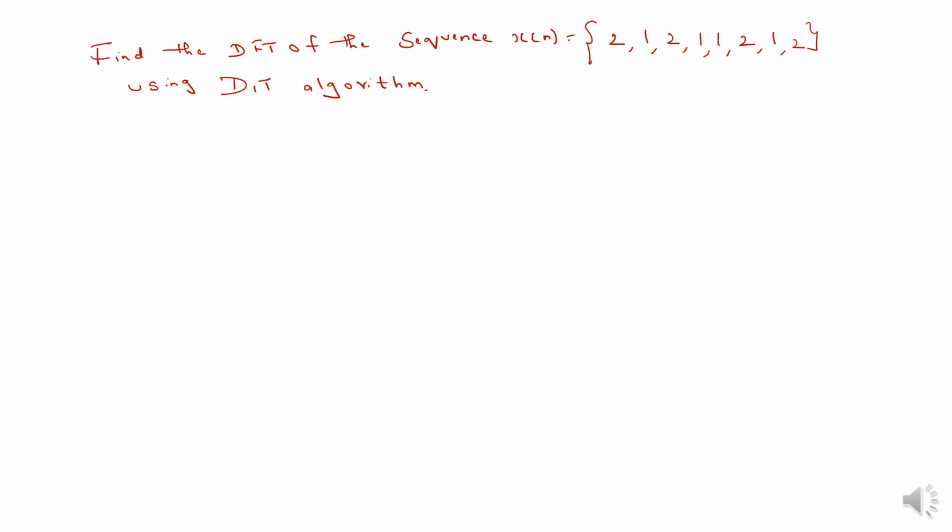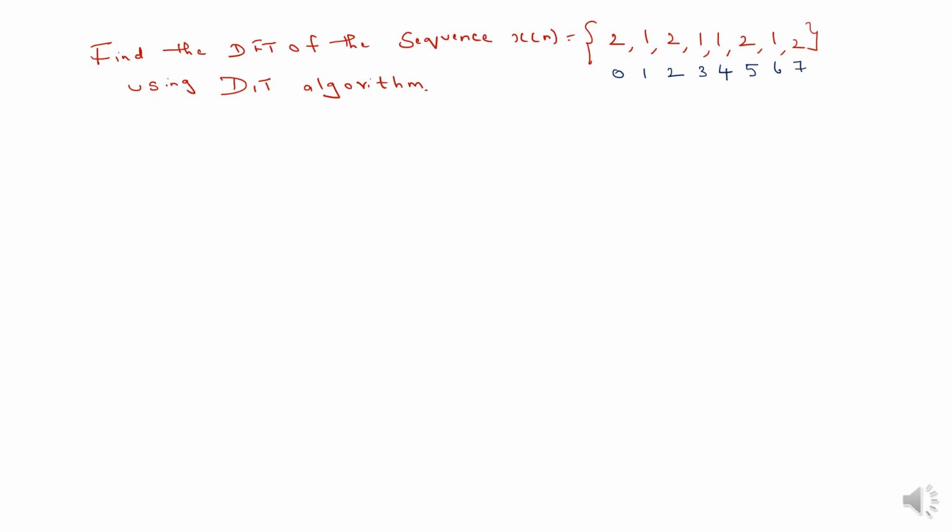In today's session, we are going to learn how to perform 8-point DFT using the DIT algorithm for any given input sequence x of n. So x of n is given by 2 for n is equal to 0, 1 for n is equal to 1, 2 for n is equal to 2, 1 for n is equal to 3, 1 for n is equal to 4, 2 for n is equal to 5, 1 for n is equal to 6 and 2 for n is equal to 7.